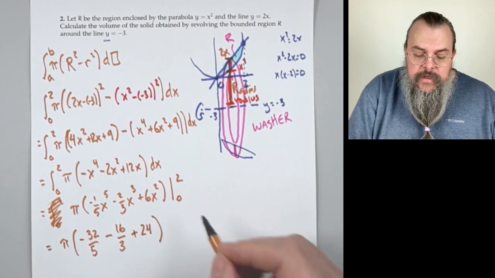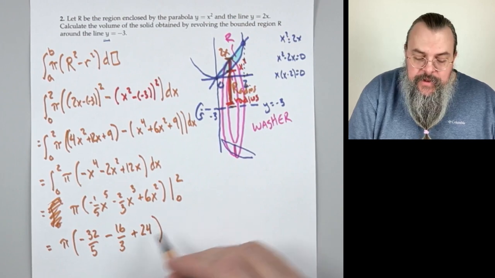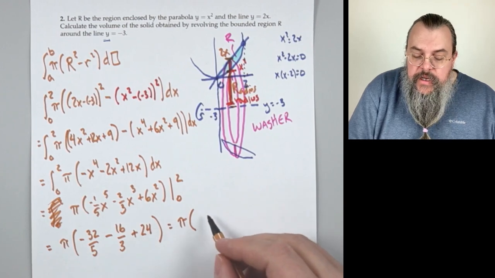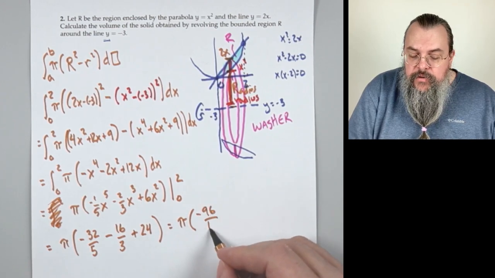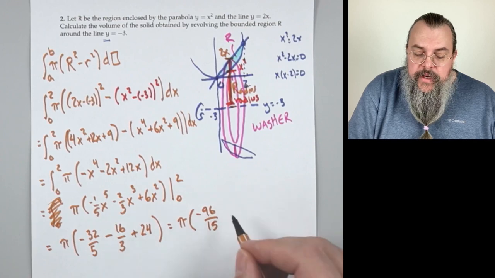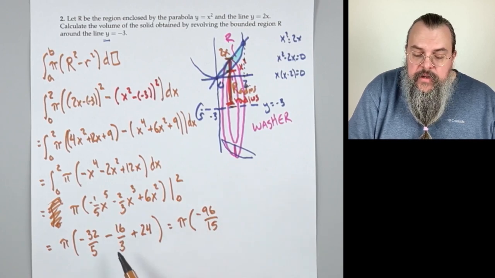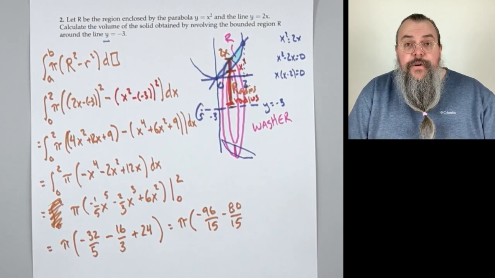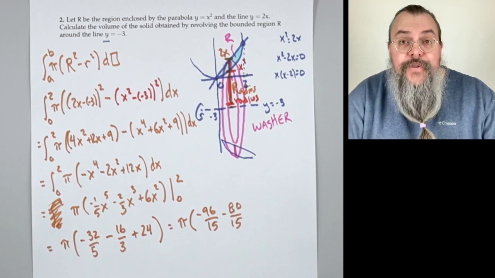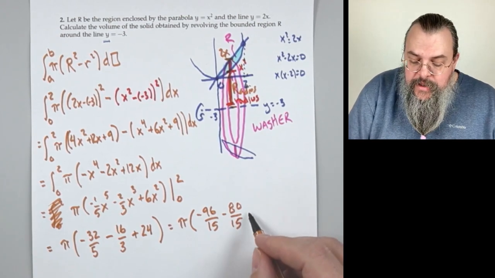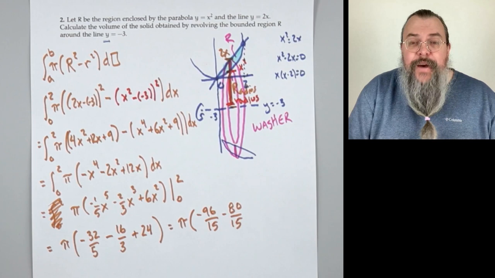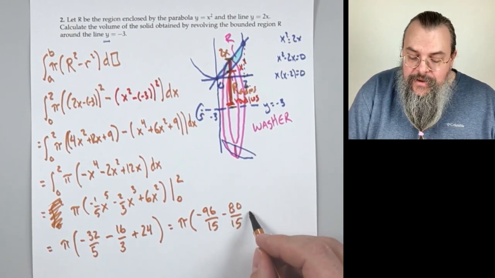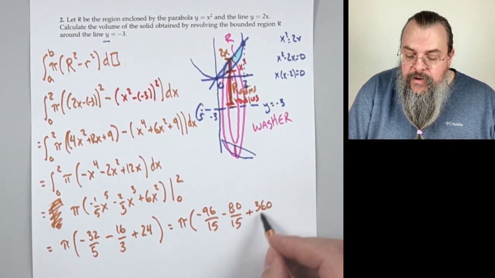Well, the common denominator would be 15. So that would be pi. Here I multiply by 3, minus 96 over 15. Here, multiply by 5, so that'd be 80 over 15. And 24, you have to multiply that by 15. Well, it's not too bad, right? It's 15 times 20 is 300. 4 times 15 is 60. So we get 360 over 15.